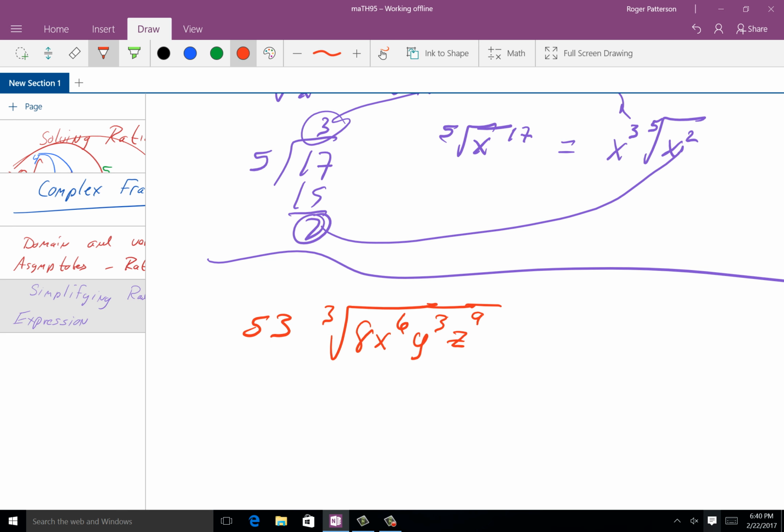So what would be the cube root of 8? 2. 2 is going to come to the outside. X to the 6th, so think about that. 3 is going to go into 6 twice. Do we have any remainder? No, so I don't have to worry about x's. They're just going to be on the outside. What about the cube root of y to the third? It's going to be y, and the cube root of z to the ninth is going to be z cubed. And we don't have any cube root. It's gone because there's nothing to take the cube root of anymore. So that's it. All right, that is it.